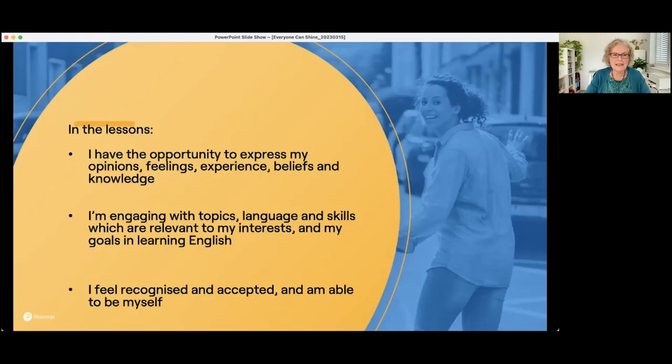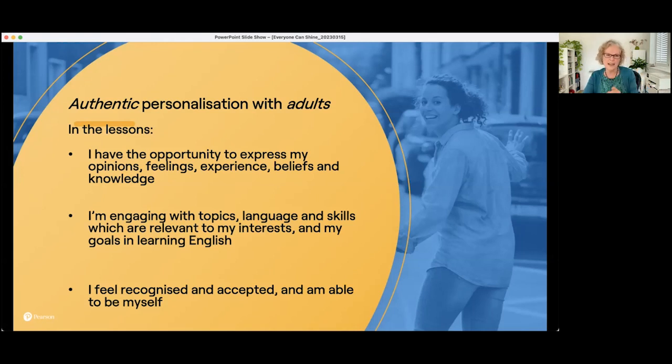And I'd like to think about this as authentic personalisation, introducing the idea of really paying attention authentically to the context and the learners in our class with adults. And what can we add to what we have before? First of all, or not. They have the right to remain silent.